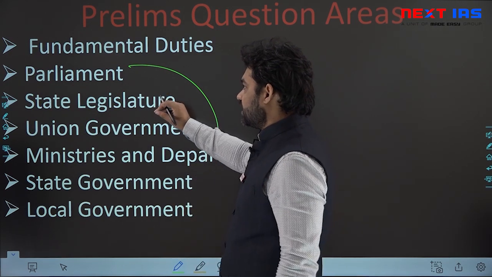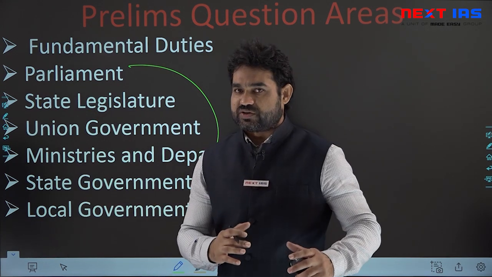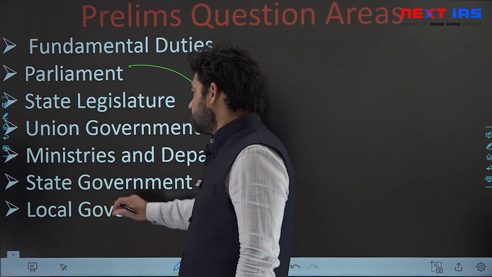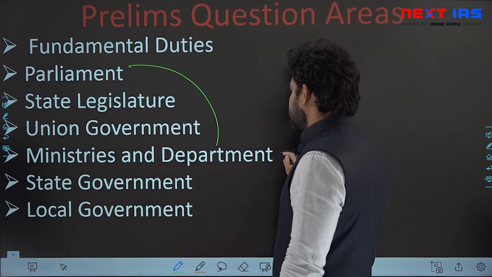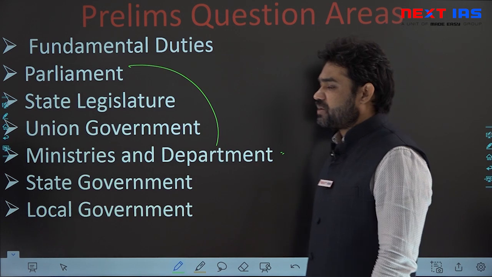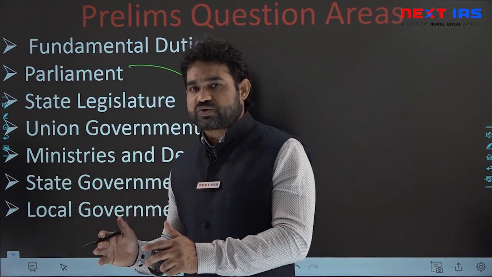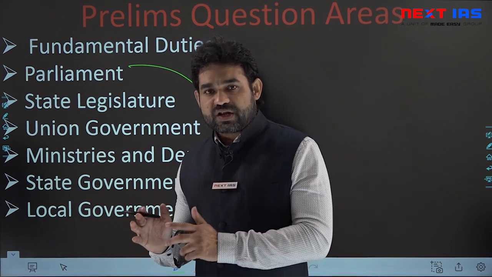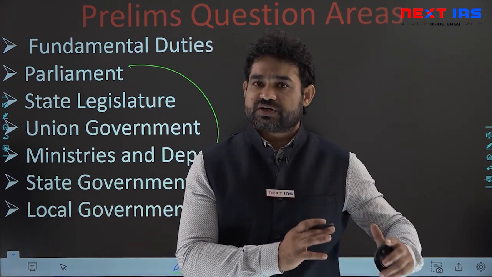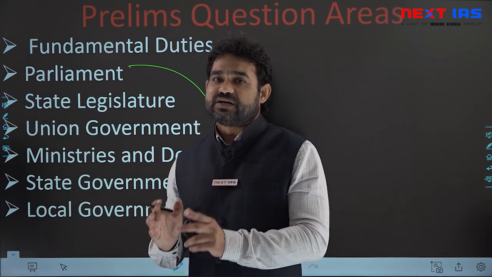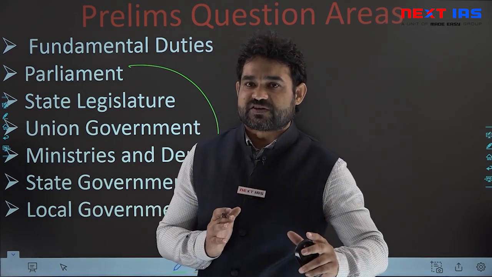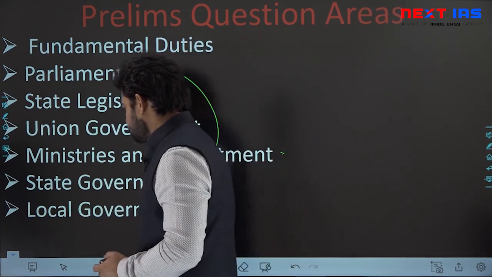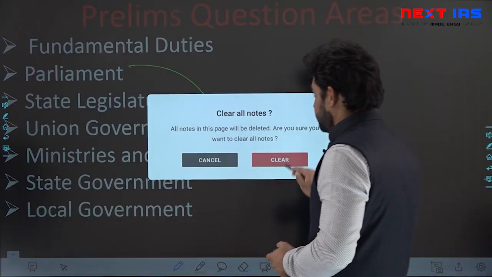So questions come from there. Then questions come from the executive, the union government as well as the state government, and then also from the local government. Along with this, questions come from the various ministries and departments. So A, what are the various departments under the various ministries, B, what are the various subjects allocated to certain ministries, and C, certain ministry-specific programs and initiatives. So the questions relate to those areas. That is one area from where questions come in the prelim examination.